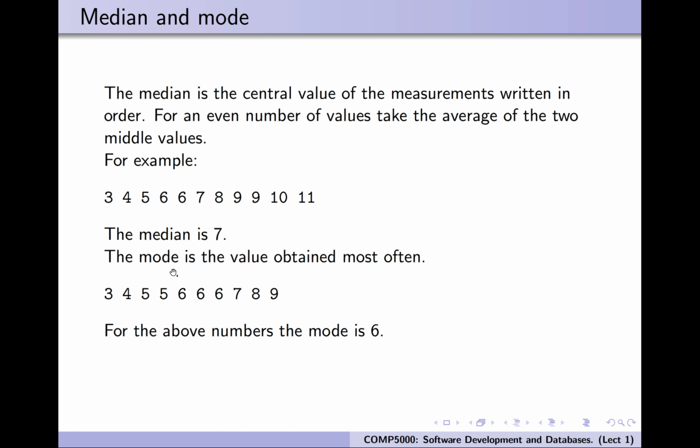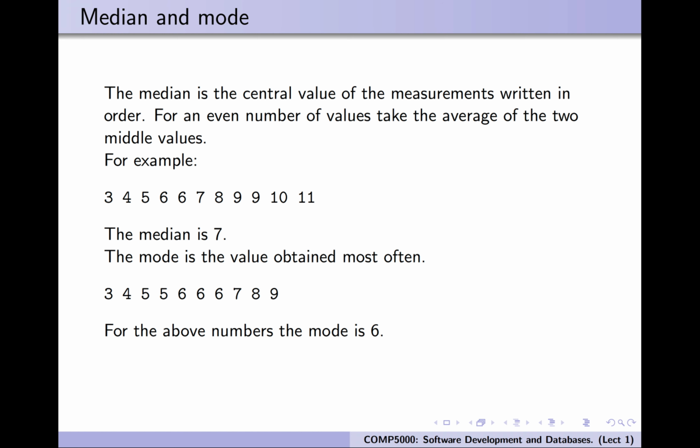And there's also the mode, which is the value obtained most often. So if I order my numbers, I find here that 6 occurs 3 times, 5 occurs twice, and everything else occurs once, so the mode is 6. Although you know these definitions, when you're actually looking at real data analysis, the mean, median, and mode have different characteristics. So there are advantages and disadvantages that you have to weigh in data analysis.